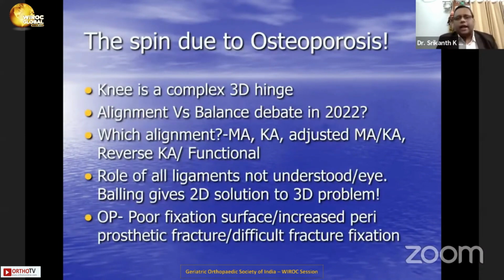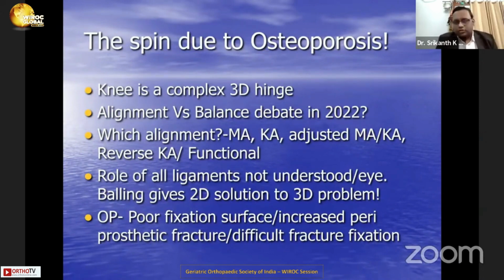What is the spin that adds to this complexity due to osteoporosis? We just understood that the knee is a complex 3-dimensional hinge. The alignment versus balance debate is still going on in 2022. Which alignment to use? Mechanical alignment, adjusted mechanical, kinematic alignment, adjusted kinematic, reverse kinematic, or the new functional is still being debated in 2022.